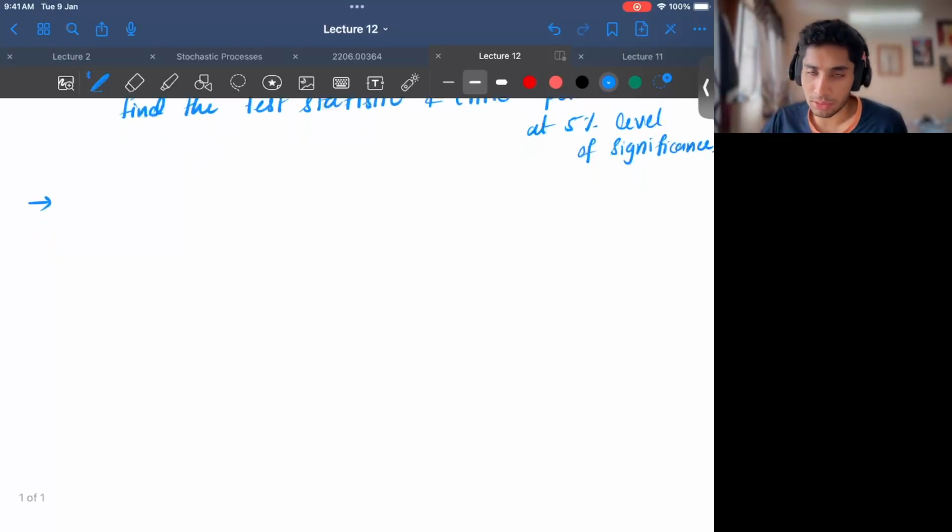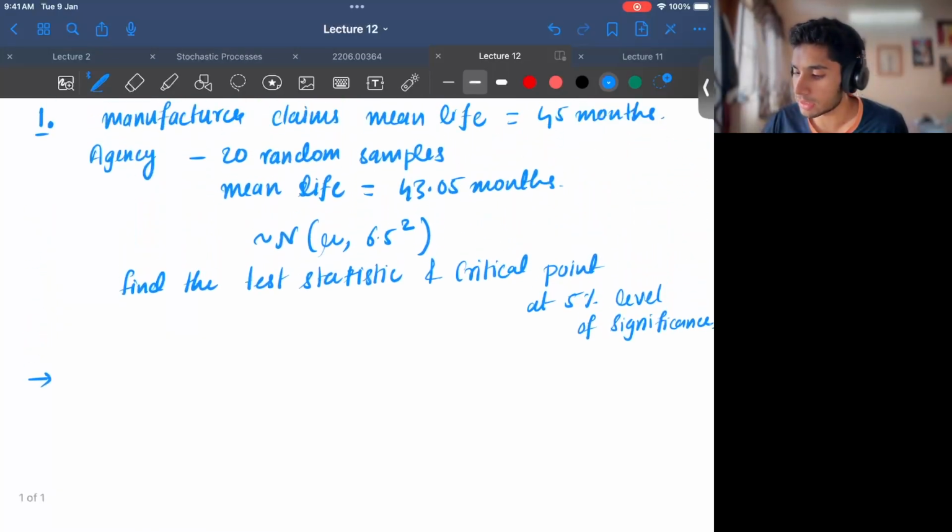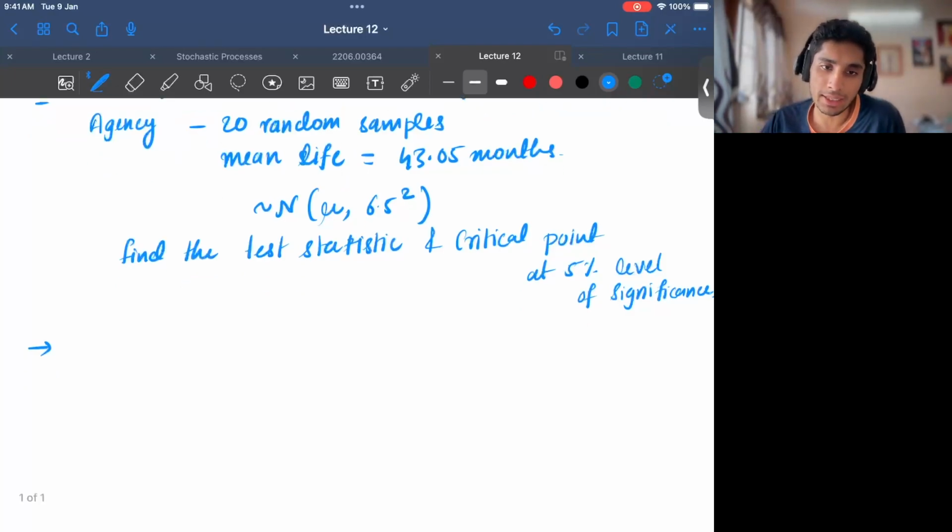So it's quite simple to decide what is the null hypothesis, right? Whatever the claim of the manufacturer is, you will take that as the null hypothesis or the default hypothesis, and whatever the agency is worried about is the alternate hypothesis.